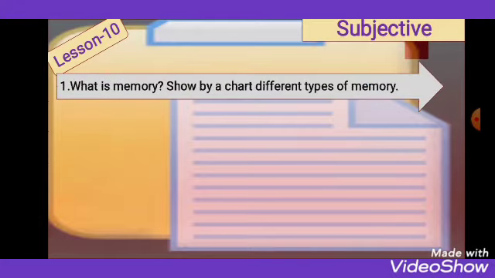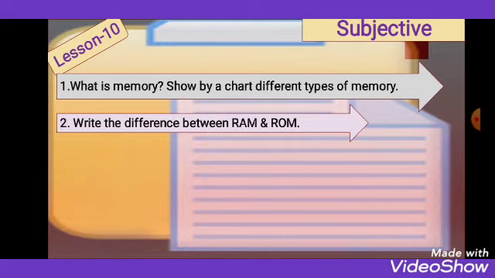Now I want to show you some questions from lesson 10. Already we know the chapter, we know the lessons also, so I will show here some of the important questions. Number 1, what is memory? Show by a chart different types of memory. In the previous slide I have shown you the chart. So firstly you will write what is memory. Memory is a space where you can save your data and information. You write this first, after that you can show the chart. So write very clearly, it will help you to get good marks.